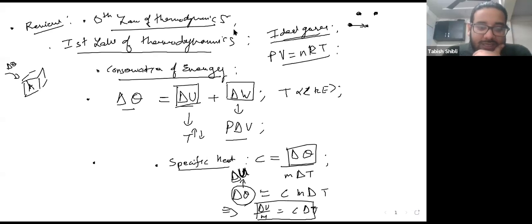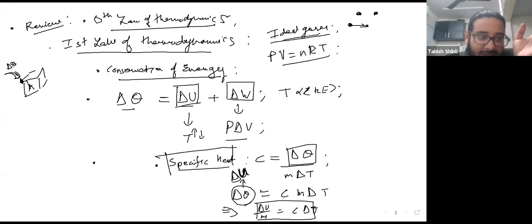Here, when we are talking about specific heat, when we were defining specific heat, we were saying that its definition was essentially: if I put some energy into a system, its temperature goes up. And how much energy would I need to put in per unit mass, per degree Celsius increase of temperature? Obviously, that is called the specific heat.